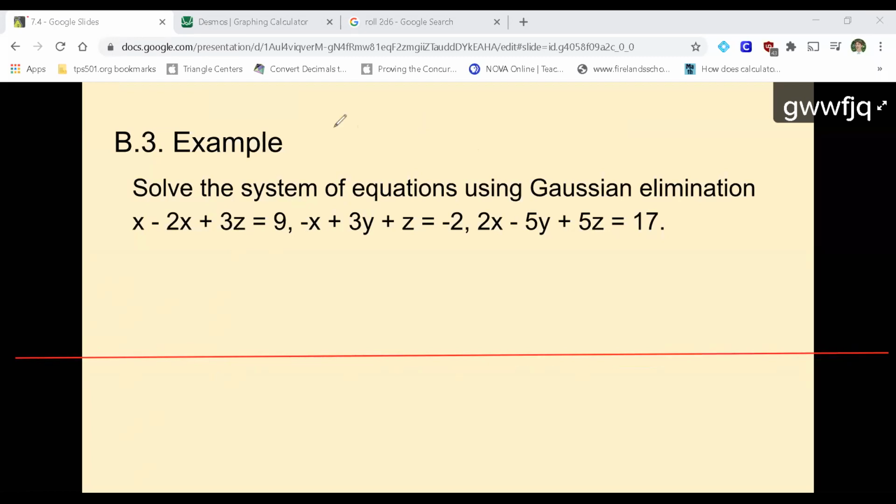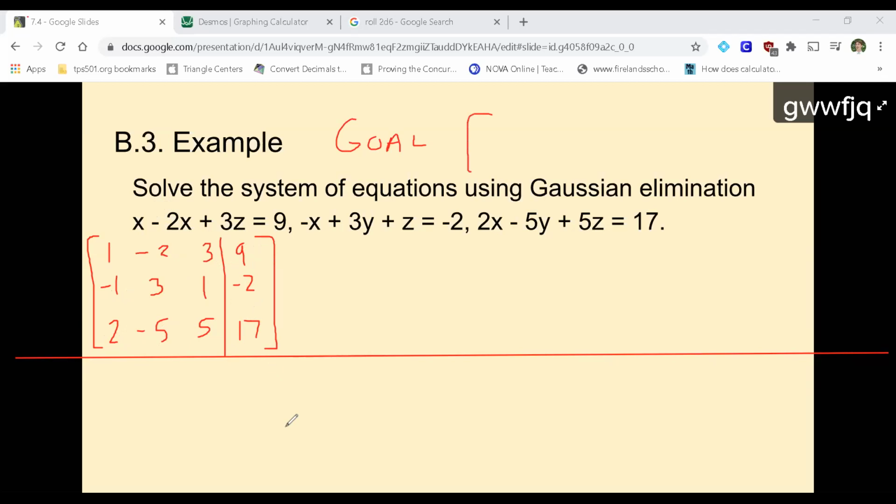All right, so first thing I'm going to do is change this to an augmented matrix. So my first line will be 1, -2, 3, 9. And then -1, 3, 1, -2. And then 2, -5, 5, 17. So that's my augmented matrix. Again, these are my x coefficients, y coefficients, z coefficients. This is my constants column. I put my first equation on the first row, second equation on the second row, third equation on the third row.